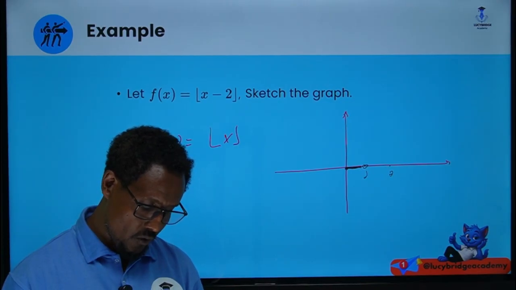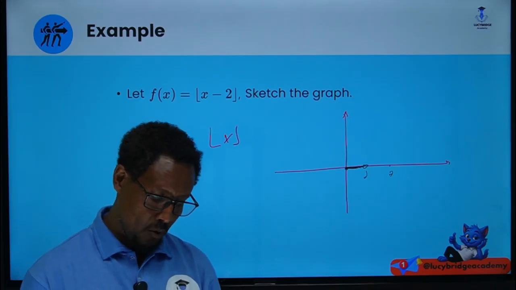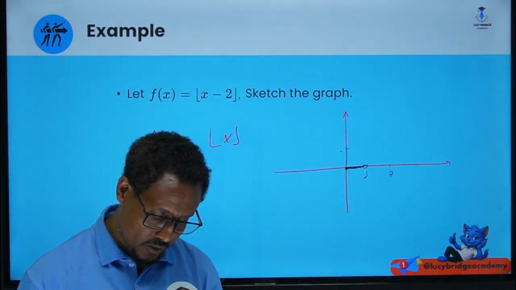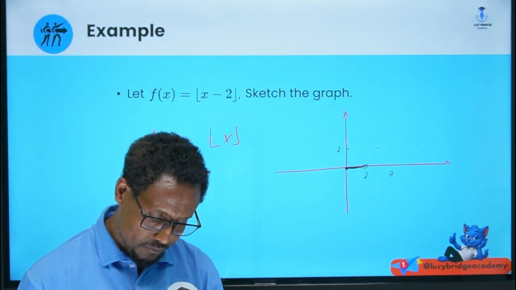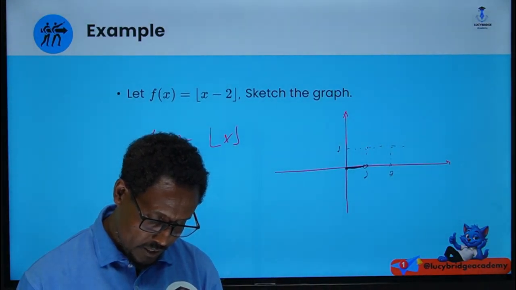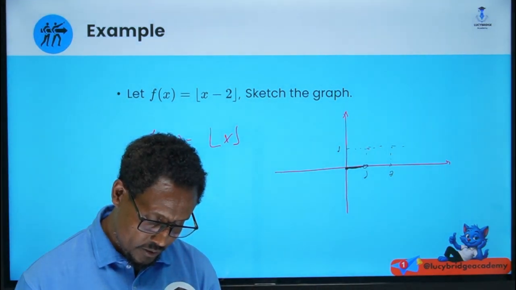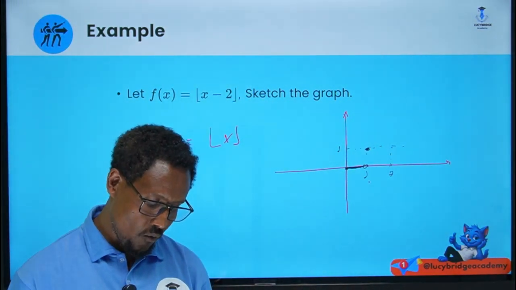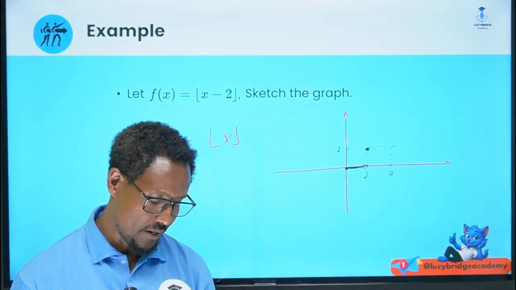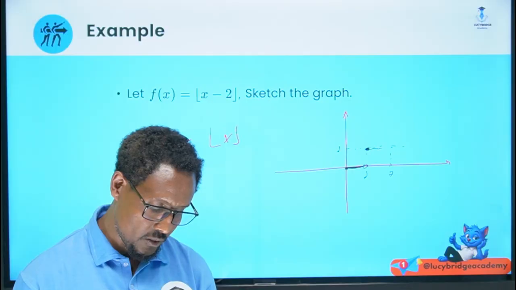At 2, when the value of x is, for example, between 1 and 2, the corresponding value of the function is 1. So the graph, when floor of 1 is 1, floor of 1.5 is 1, floor of 1.9 is 1, that means the graph looks like this one.